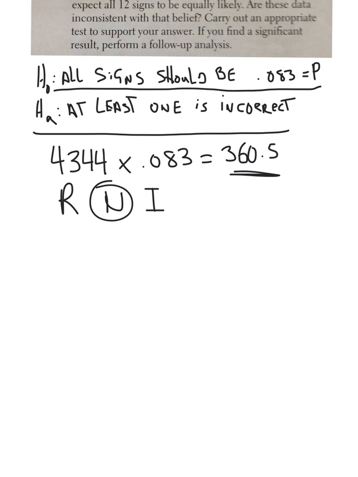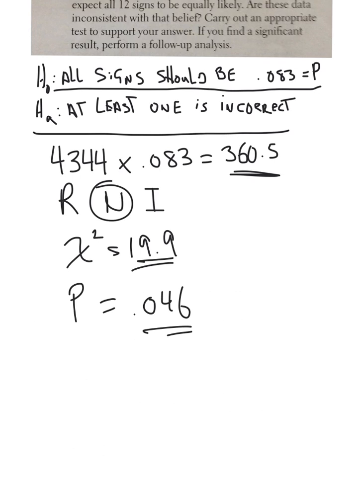And we calculate. So our chi-square number is going to be 19.9. That's how much we were off by. And let's see, the p-value isn't too bad. It's 0.046, but it is still below 0.05. So that means we're going to reject the null hypothesis in favor of the alternative hypothesis, which means that one of these numbers is off.